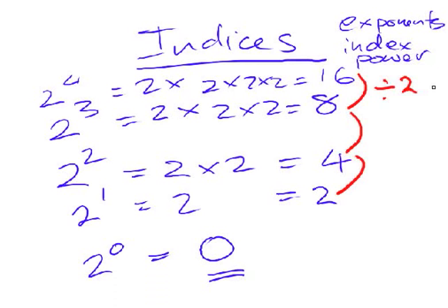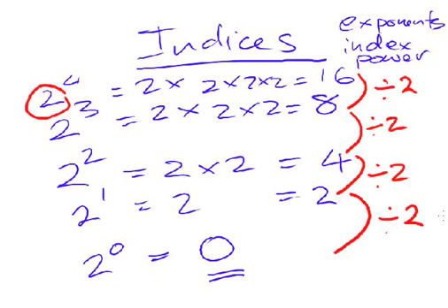We're dividing by 2, which is the base number. We're dividing by 2 each time because we're multiplying by one less 2 each time. So what should we do when we come down to 0? Well, follow the pattern. We should divide by 2, and so that produces 1 instead of 0. So it does not equal 0. It equals 1.